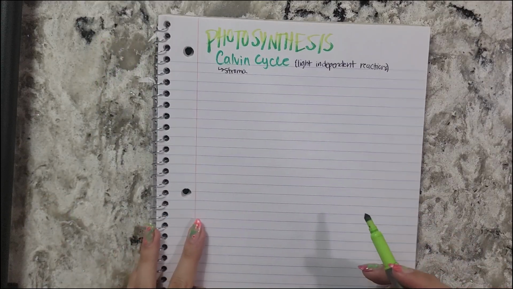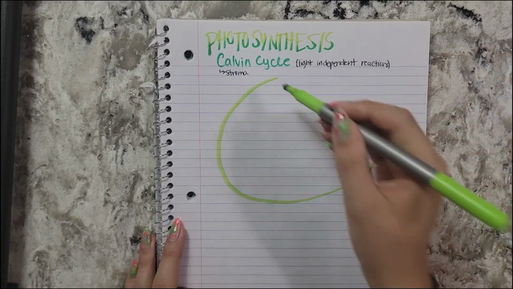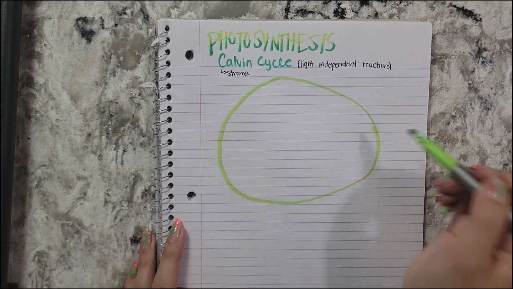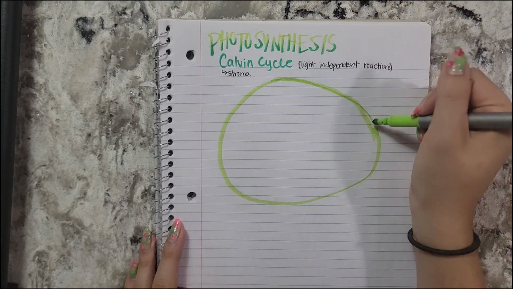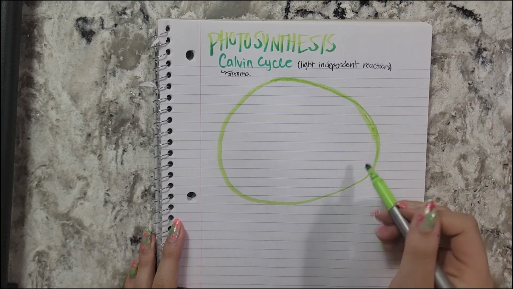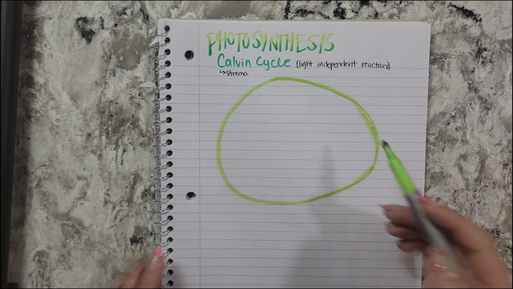Okay, now let's draw a circle. This is not a very good circle, guys. Hopefully your circle is better than mine. This is not us drawing a chloroplast. Again, it's just a circle representing this cycle, because it's a Calvin cycle, so it's like a circle.